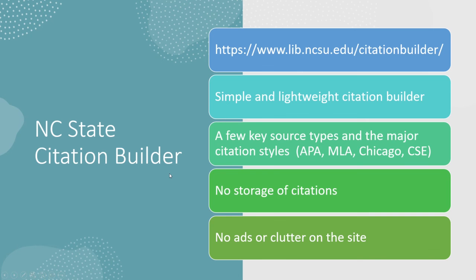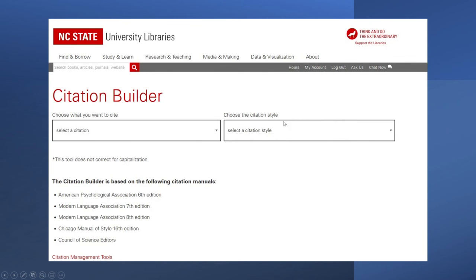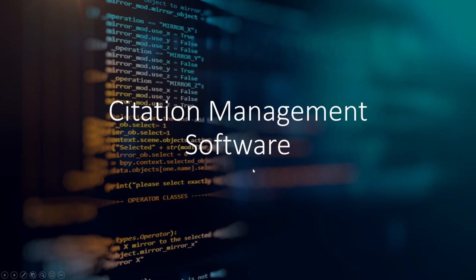NC State also has a citation builder through the library. Again, simple and lightweight. Only has a few of the major source citation styles, APA, MLA, Chicago. Again, good for undergraduate usage. No storage of citations, but also no ads or clutter on the site. It's very lightweight. You want to cite a different kind of material, and it'll prompt you for a form, and you can choose the citation style.